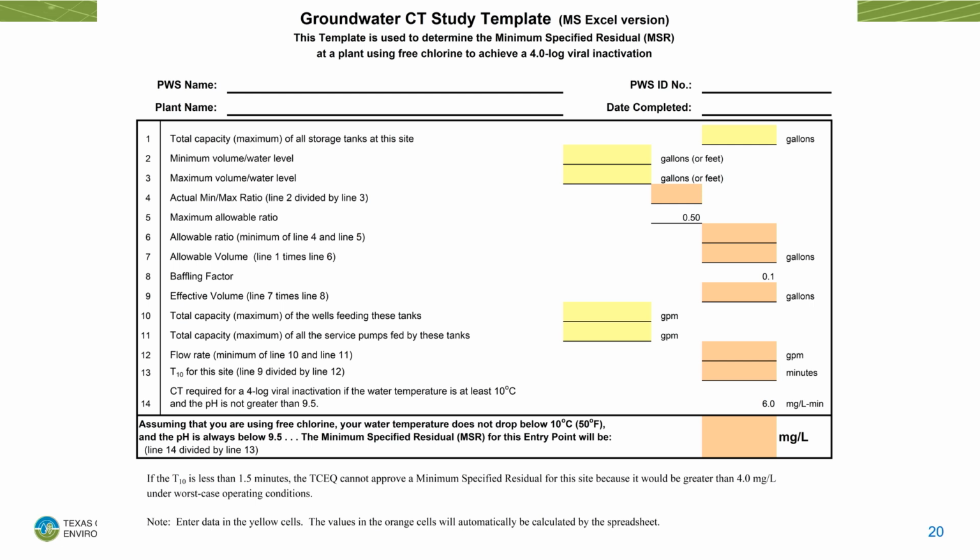So for example, how many storage tanks do you have? Because the total capacity will go in line 1. What's the volume or the water level, et cetera. And then the template itself will calculate the orange cells. And then at the very bottom, it'll give you a minimum specified residual in milligrams per liter. And that's what you're required to maintain at your plant and in distribution.